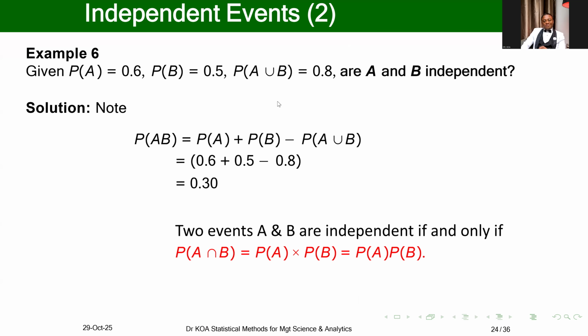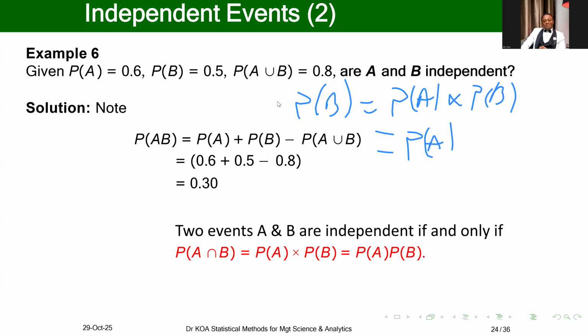If they are independent, then the probability of AB is equal to the probability of A times the probability of B. But if not, then this same thing is equal to the probability of A times the probability of B given A. You know that. You've got to memorize some of these formulas.